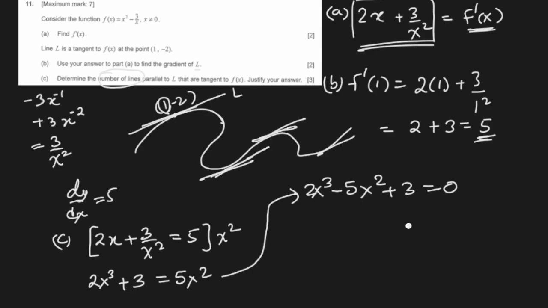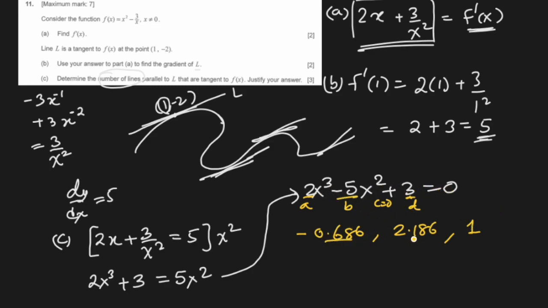You can manually factor this, but the marks are just 3, so we can use our calculator, which will give us the answer straightforwardly. Just enter a equal to 2, b equal to minus 5, c is equal to 0, there is no x term, and this will be d. Enter this in a calculator and you get your answer. What I'm getting is 0.686, 2.186, and 1.